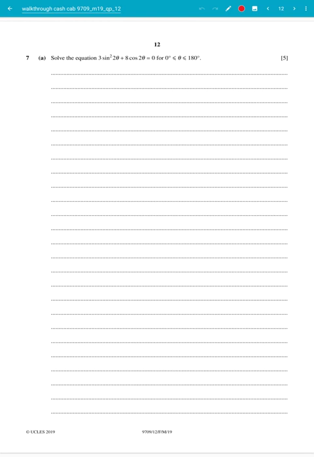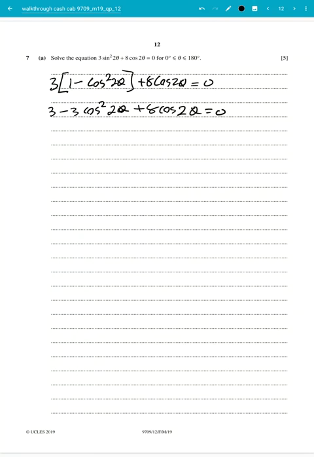All right, going on to the next one. Solve the equation 3 sine squared 2 theta plus 8 cosine 2 theta equals 0. So we're going to have 3 times (1 minus cosine squared 2 theta) plus 8 cosine 2 theta equals 0. So this is going to be 3 minus 3 cosine squared 2 theta plus 8 cosine 2 theta equals 0. So negative 3 cosine squared 2 theta plus 8 cosine 2 theta plus 3 equals 0. So it's a quadratic.